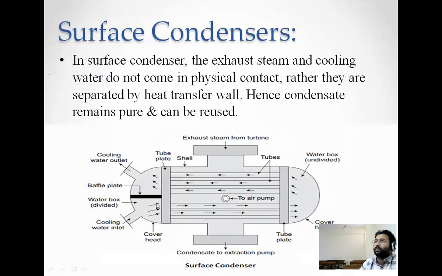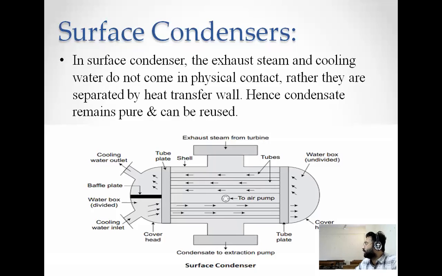Now, the next type of condenser, and a very commercially used condenser, is the surface condenser. So what is a surface condenser? In this case, heat transfer takes place at the surface level. That is why the name is given surface condenser. In a surface condenser, the exhaust steam and cooling water do not come in physical contact. Rather, they are separated by a heat transfer bond. Hence, condensate remains pure and can be reused.